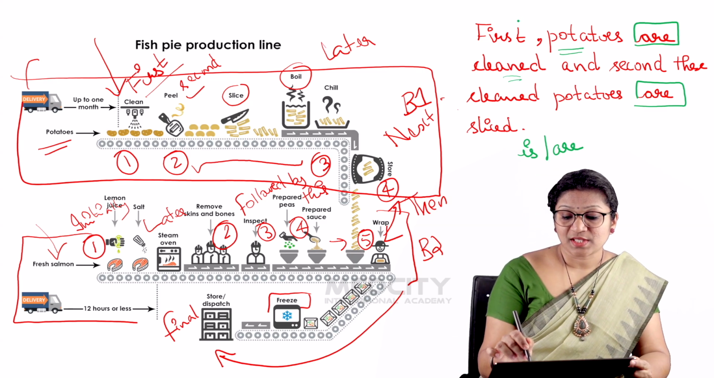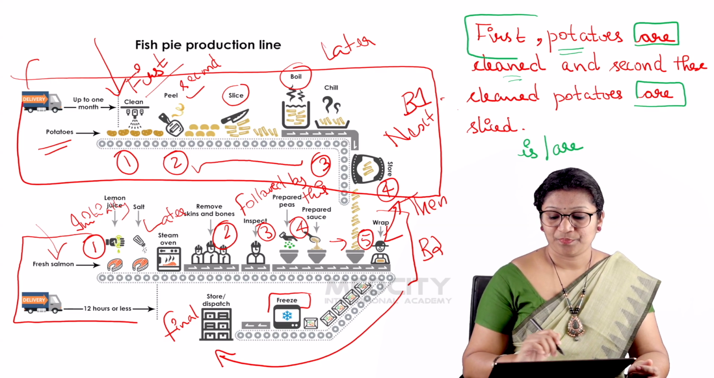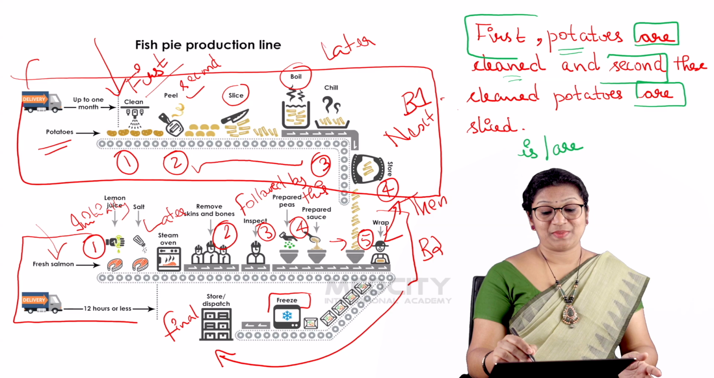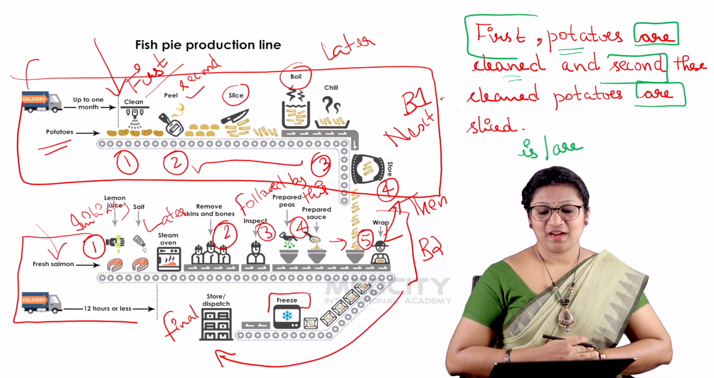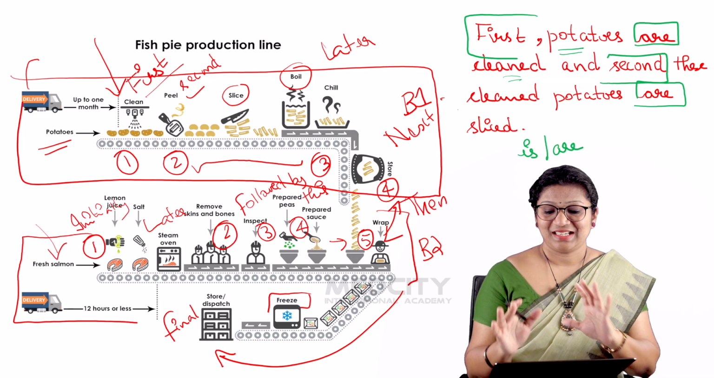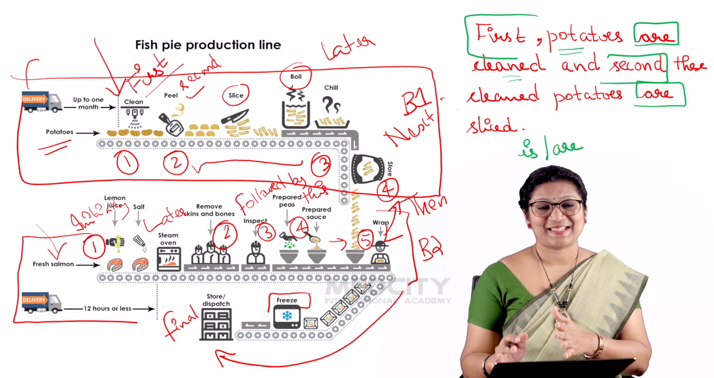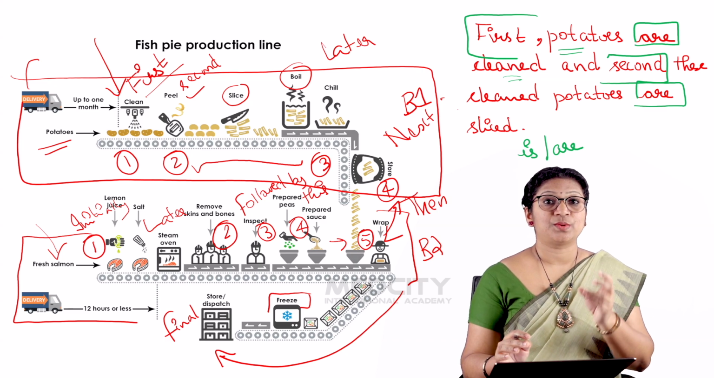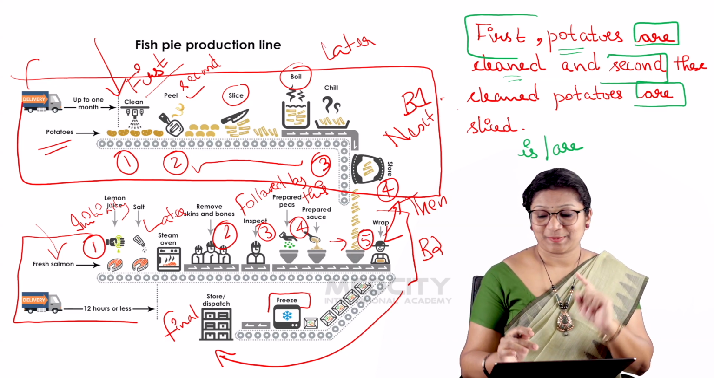And I've also used the sequence markers we've spoken about. First, second, the verbs here, clean or slice. So all of it that we've discussed is given in this example as sentences here. So I hope you've understood what you should do when it comes to describing a process diagram.